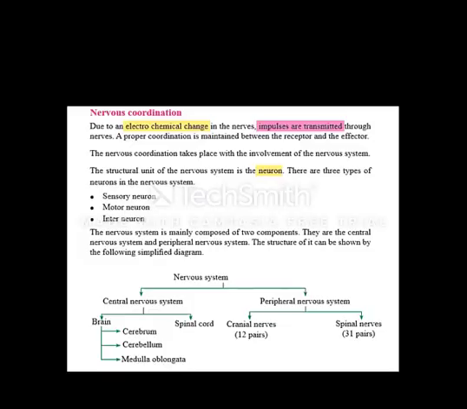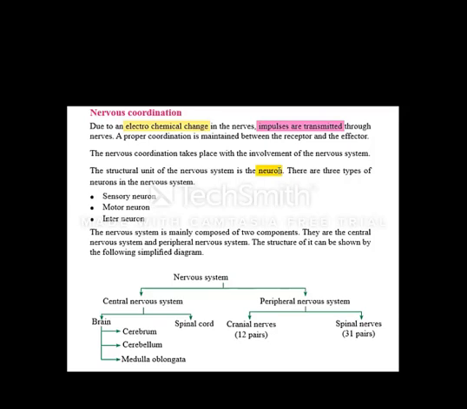Now let's move on to nervous coordination. As I have already told you, nervous coordination is done by the nervous system of the human body. So what is the nervous system of the human body made up of? You have learned this in chapter 1. We learned about the nervous tissue. The basic structural unit of a nervous system is the neuron. You learned the structure of a neuron, its parts and everything.